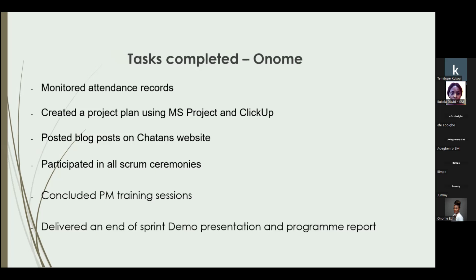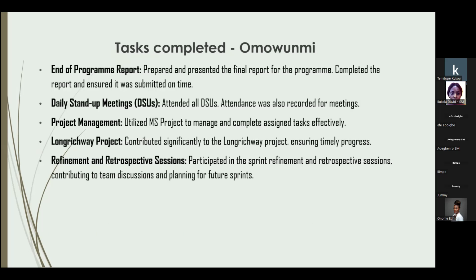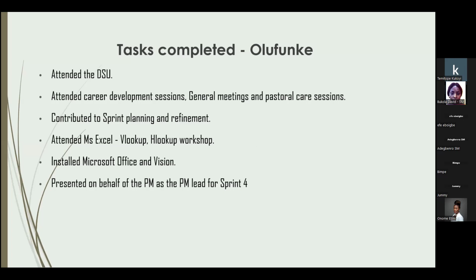You see a similar thing in my report here as well. One thing that we did as well, I managed the sprints, but everybody else supported with monitoring the attendance records. Next slide. This is Omawumi's work, same things that I've said earlier. Next slide. This is Funke's work as well. You can see the similarities.